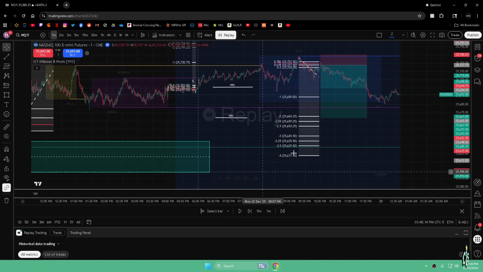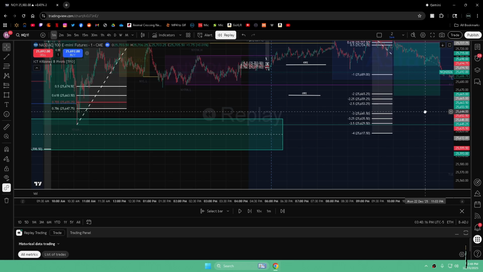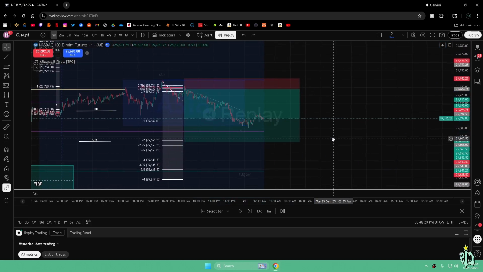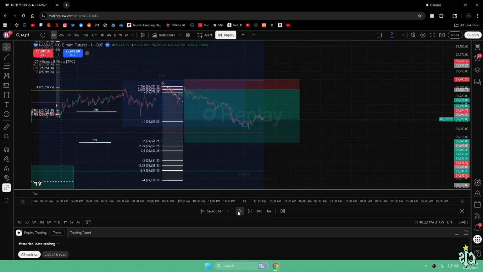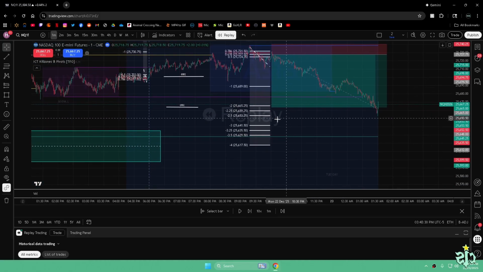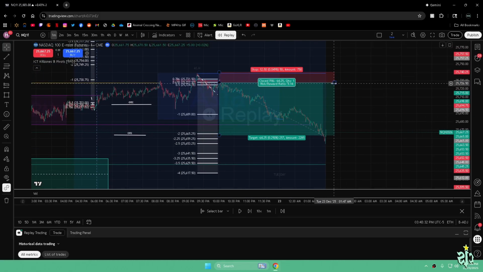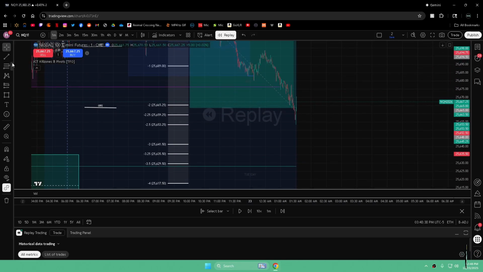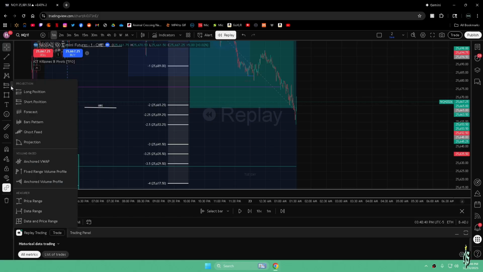Now, this is a 250. So usually I aim for 200. Let's see if this plays out. I believe this one does. Boom. Right. Now, we could have took longs from this, I believe. So here's our OTE range.